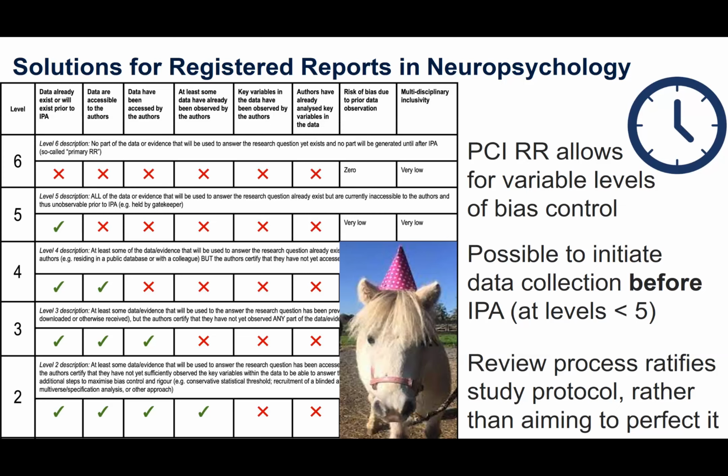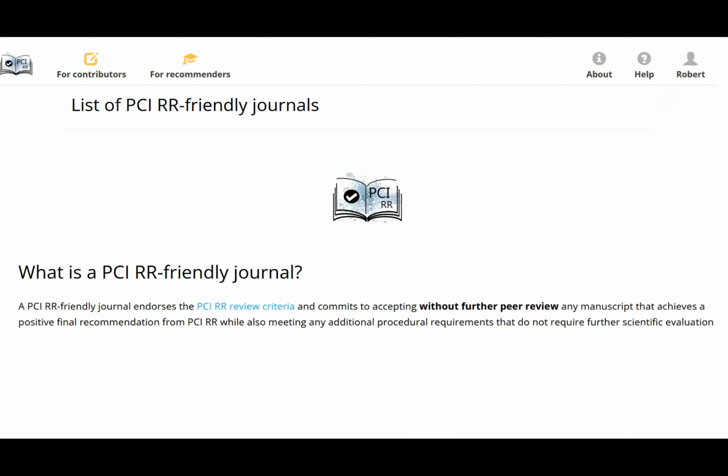But of course, that's also necessary if the protocol for a clinical project has already been locked down by a clinical ethics committee. So PCIRR has perhaps prepared the ground for wider engagement with registered reports for neuropsychologists. But what happens next? Well, when a completed stage two registered report has received a recommendation from the platform, the authors have several options, and I'm sure Karina will go on to describe some of these. But for the moment, I'm just going to assume that the authors wish to convert that recommendation into a formal publication in a journal within their field of expertise. And this is where we hit some potential problems.